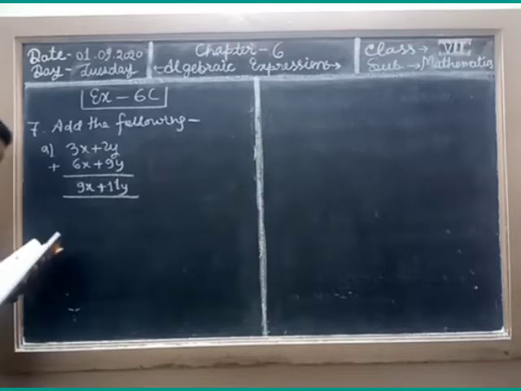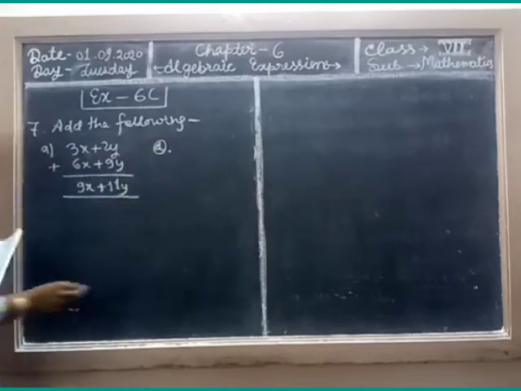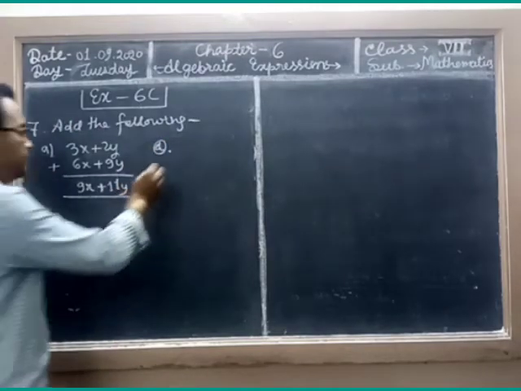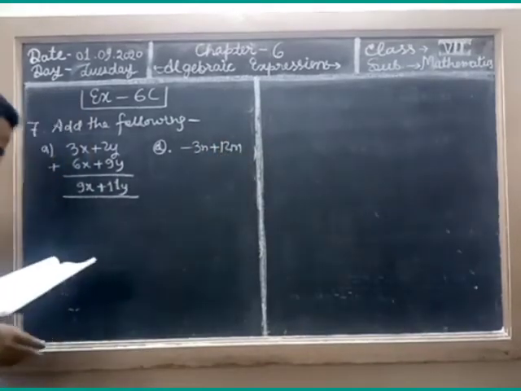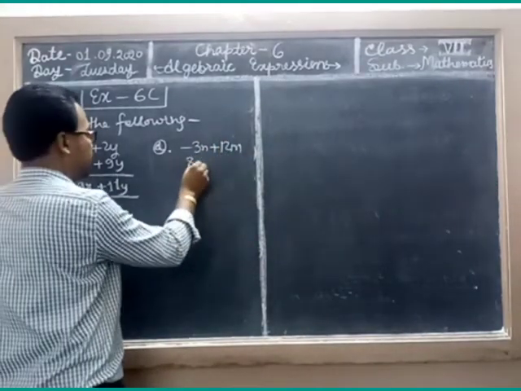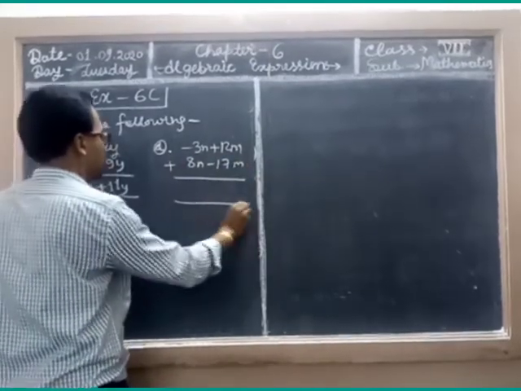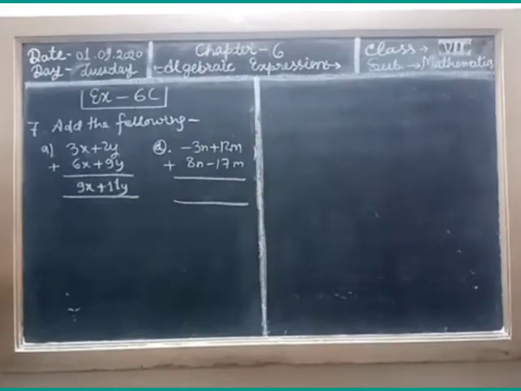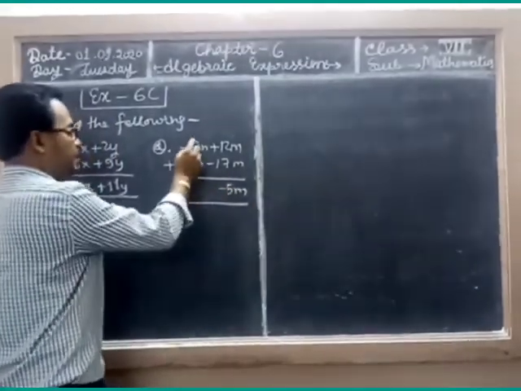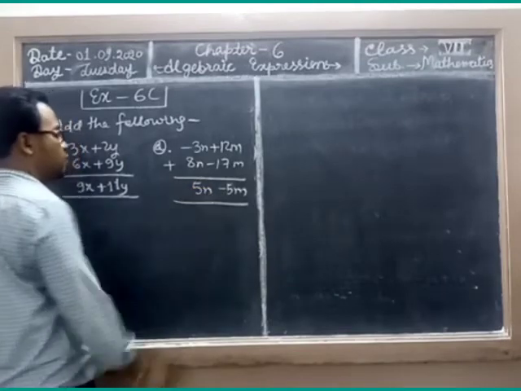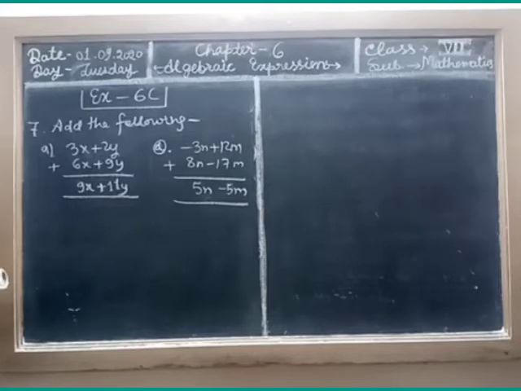Now C part. Minus 3n plus 2m, minus 3n plus 12m, 18 minus 17m, now plus. Now 12 minus 17, that is minus 5n. 8 minus 3, that is 5n. So 5n minus 5n is the final answer. So this is column method of addition.